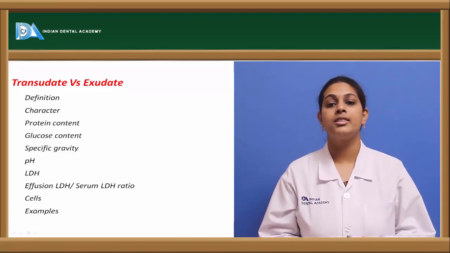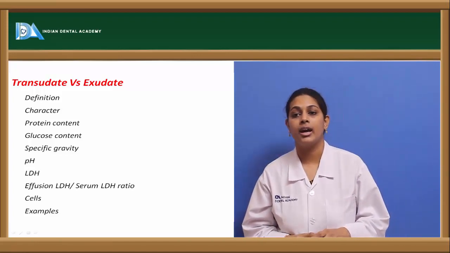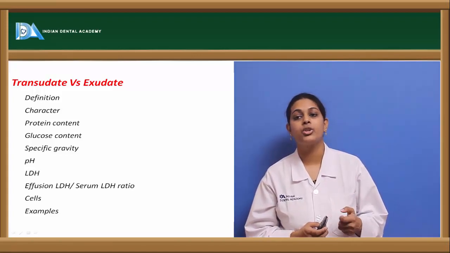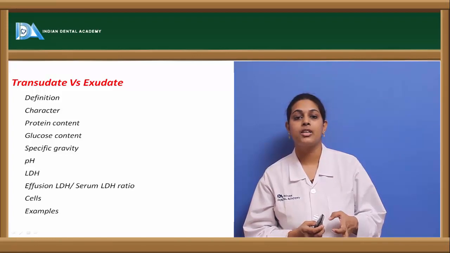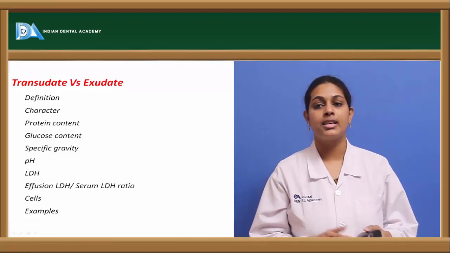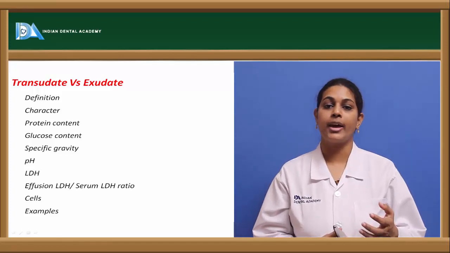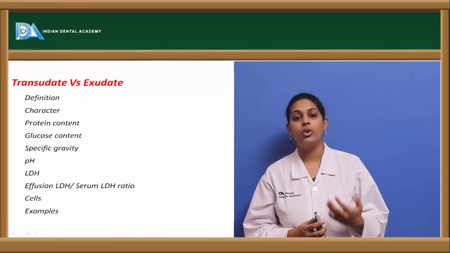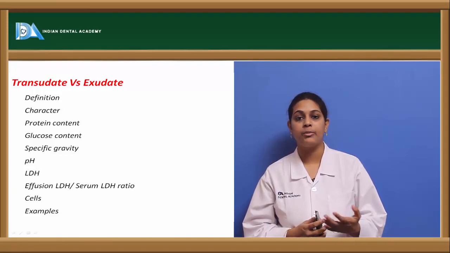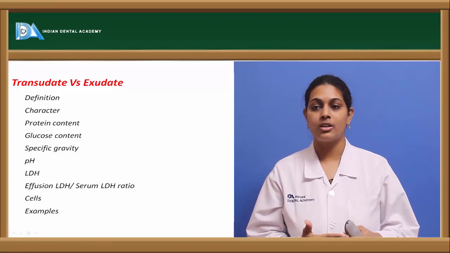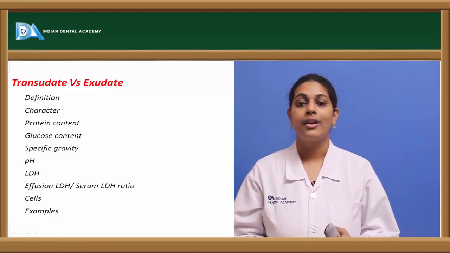Coming to the lipid density, low density lipids are usually low in transudate, whereas in exudate we see them as high. Coming to the ratio of low density lipid molecules to that of serum, it is usually less than 0.6 in transudate, whereas it is more than 0.6 in exudate.